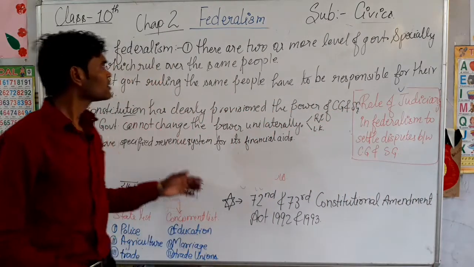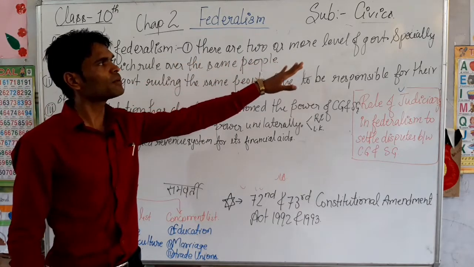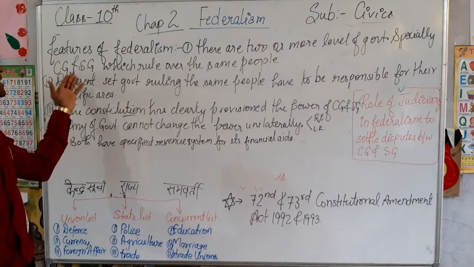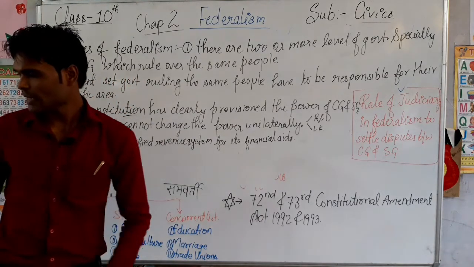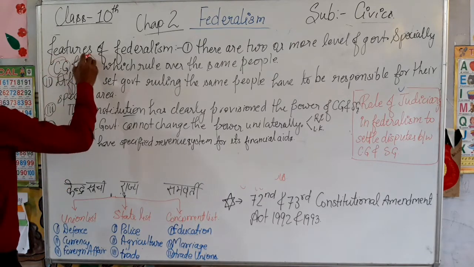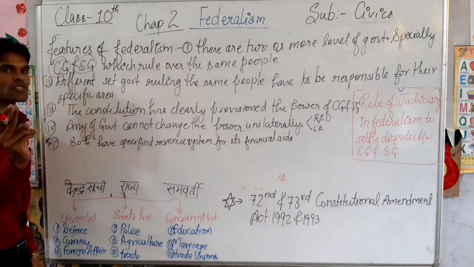Okay, once more, see here. The first feature of federalism says that there are two or more levels of government, especially the central government and the state government. What was told? There are two types of governments. Which ones? Central government and state government. In federalism it is compulsory that there exist two or more levels of government.